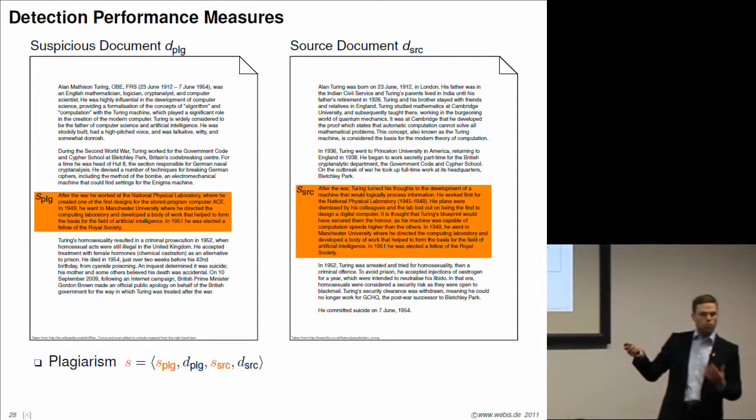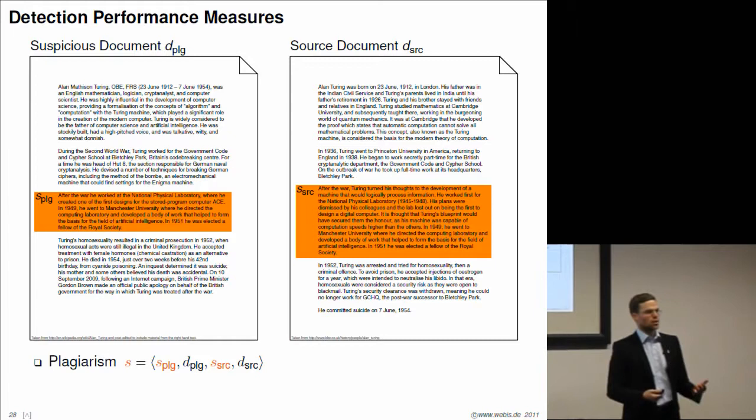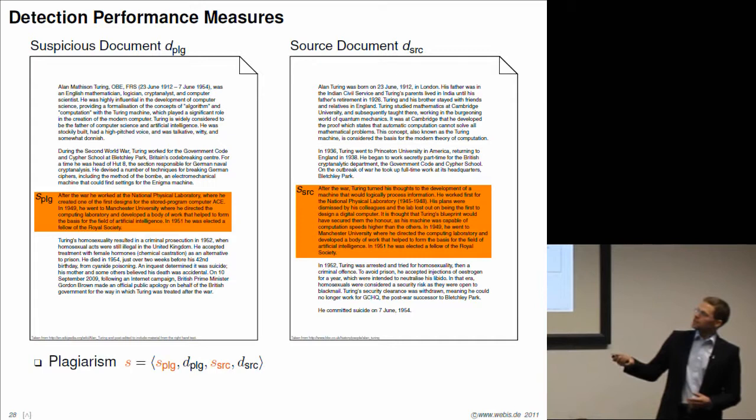Modifying plagiarized text is often done by a plagiarist, in order not to be detectable that easily. This is how we notate these kinds of plagiarism cases. We put them as a 4-tuple, where this is the plagiarized passage, this is the source passage, and there are 2 references to the respective documents.